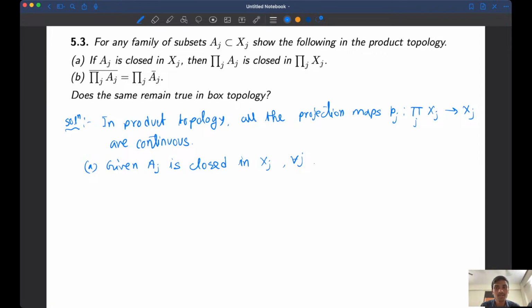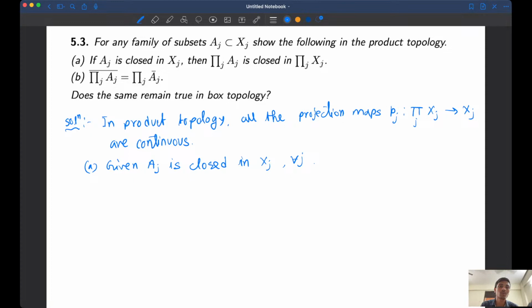So any idea? Suppose pj inverse of this aj, what will be the inverse image of this aj? It will be, I think, the product of all the x1 times x2, but at the jth coordinate it will be aj. Yes, exactly. So that will be the inverse.